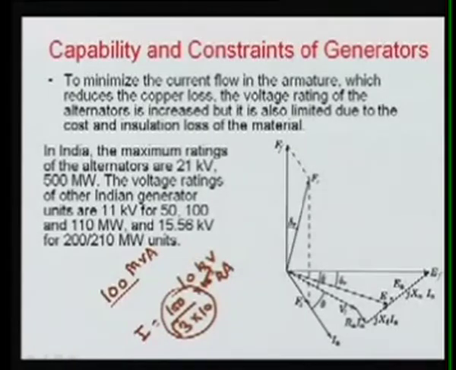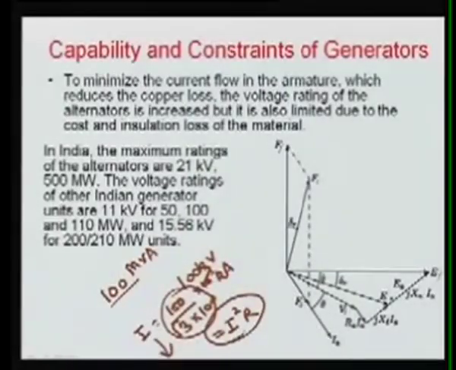Now if you want to increase this voltage to 100 kV, what happens? This current is reduced, and once the current is reduced, we know the I square R loss, that is the real power loss, basically generates heat in the winding. So what we normally go for is to try to increase the voltage to reduce the losses in the system. But there are two problems with the increase in the voltage.